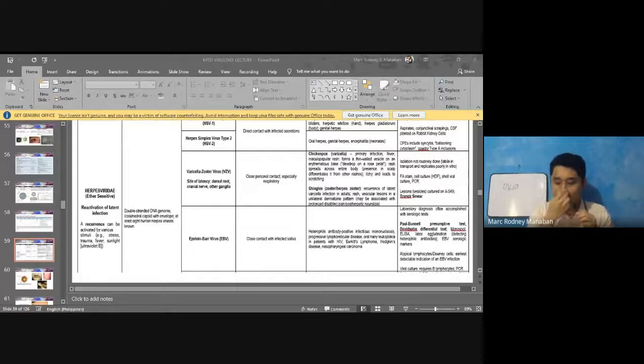So that's for your EBV, the Epstein-Barr virus, again causing infectious mononucleosis, also known as your kissing disease. Why is it known as the kissing disease? Because again, it's transmitted through kissing.